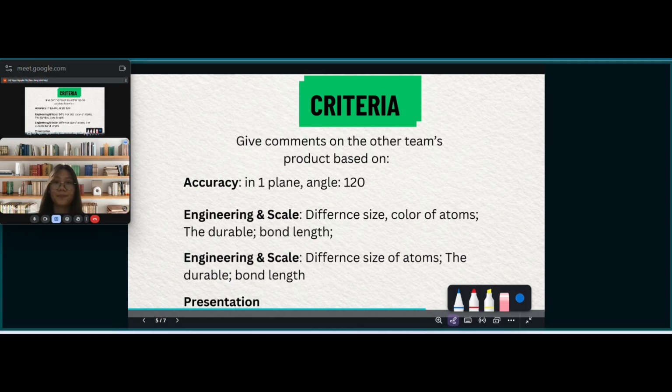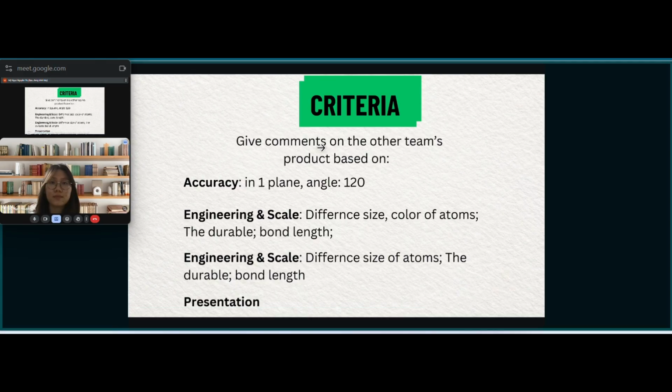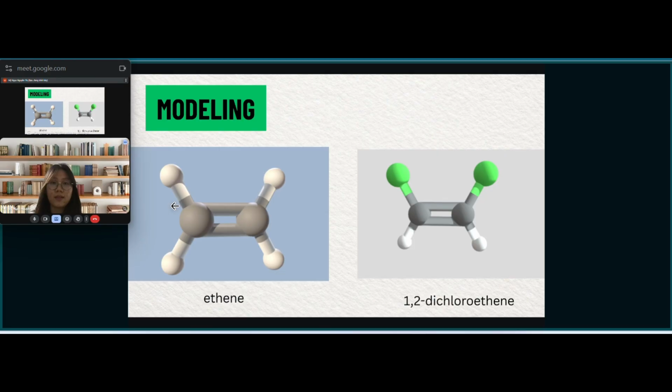Okay, I will ask one student to present about your group model, and the class gives your comments about it. Okay.